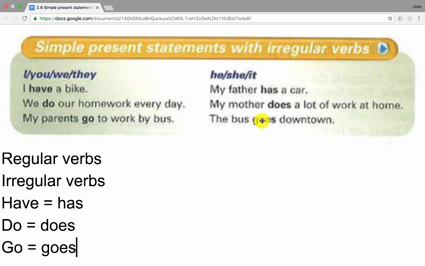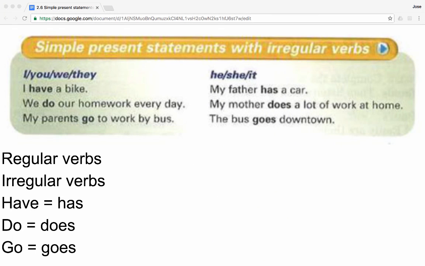The bus goes downtown. Now it's your turn to practice these three irregular verbs. I would like for you to form sentences about yourself and relatives and apply the rules that we just learned.